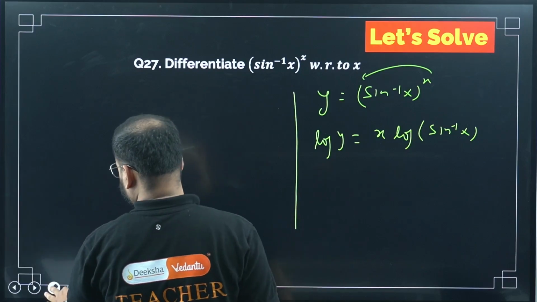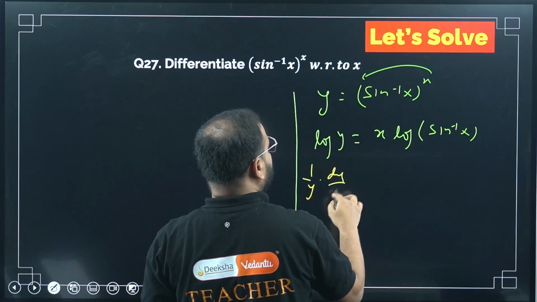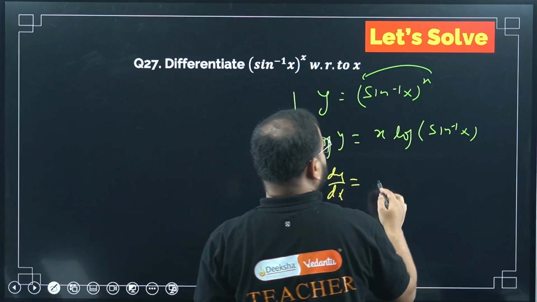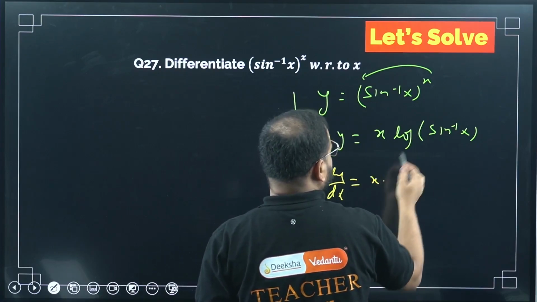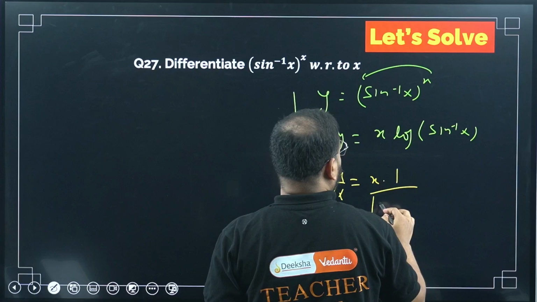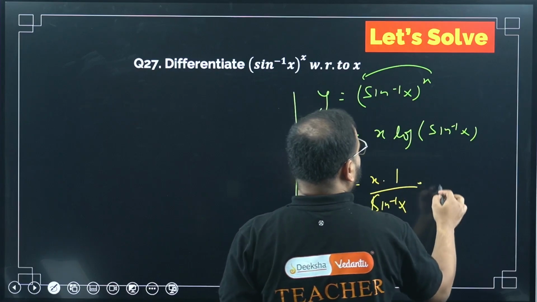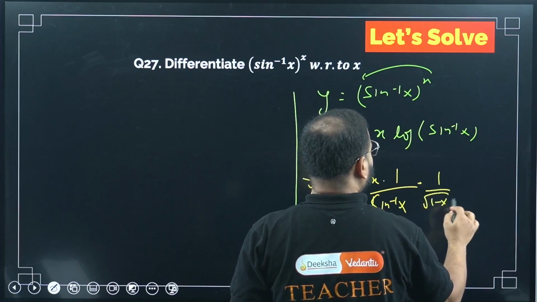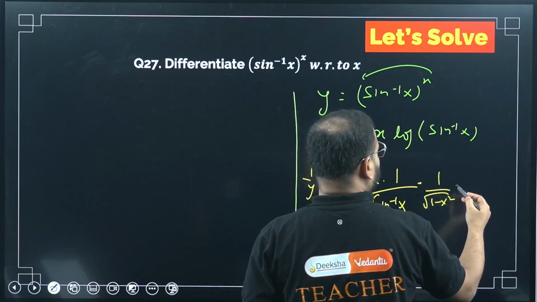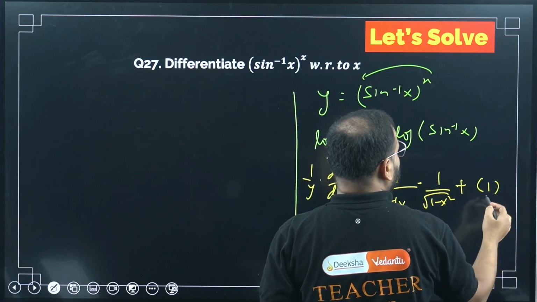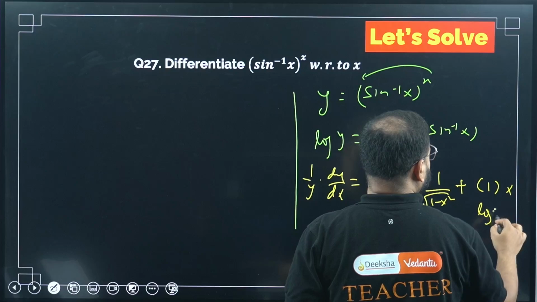The derivative is 1 by y dy by dx equals, keep x as it is. So x as it is, what will this be? 1 upon sin inverse of x for the log, and for sin inverse of x we have 1 upon root of 1 minus x square. Next, I'll keep the plus sign. The derivative of x will be 1 and this whole thing will be kept as it is. So what will that be? Log of sin inverse of x.